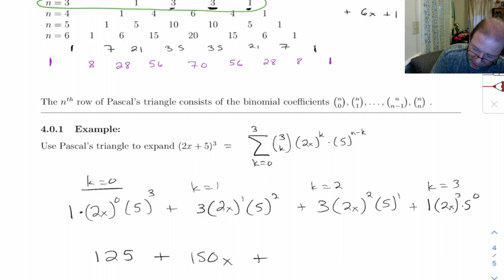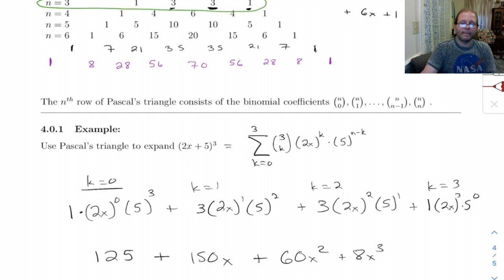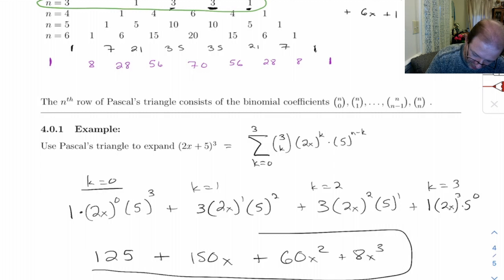The next one is going to be x squared. And what do we have there? You've got 5 times 4 times 3. So 5 times 4 is 20, times 3 is 60. And then the last one, this is 1. 2 to the third is 8. And so that's 8x cubed. And that's our answer. Let's double check it.